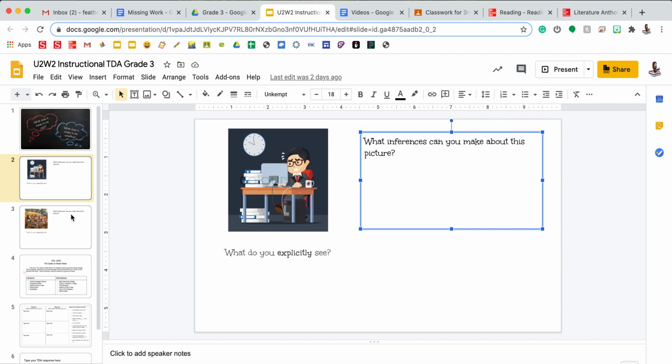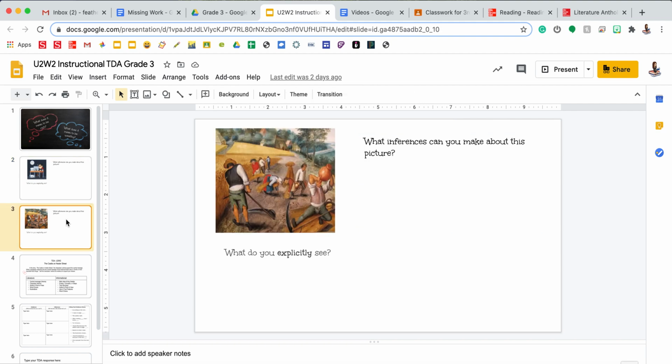You're going to do the same thing with this second picture on slide 3. What can you explicitly see? I can explicitly see people working in a field. I can explicitly see that maybe they're not so rich and wealthy. Their clothes look tattered and torn.